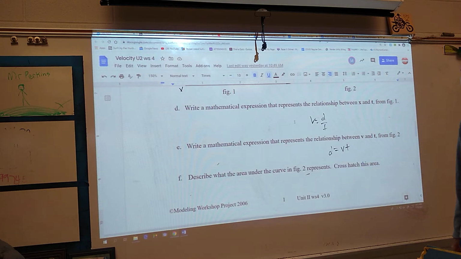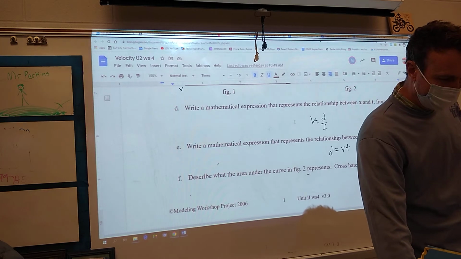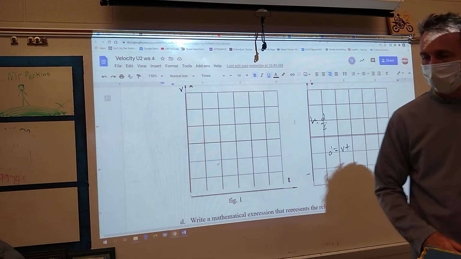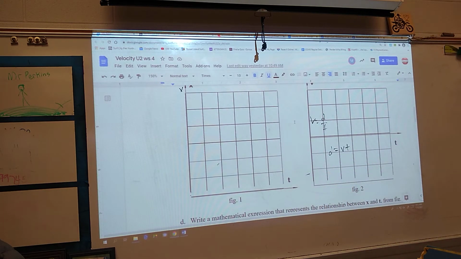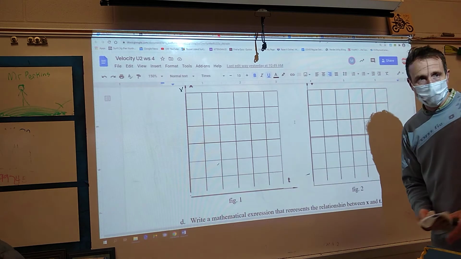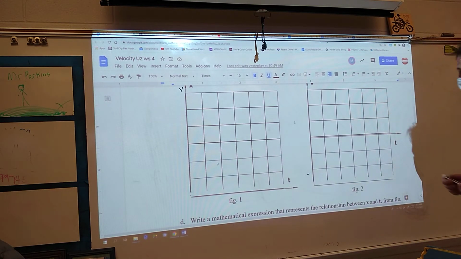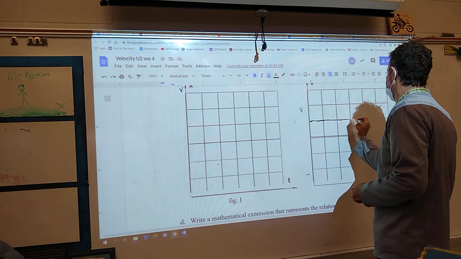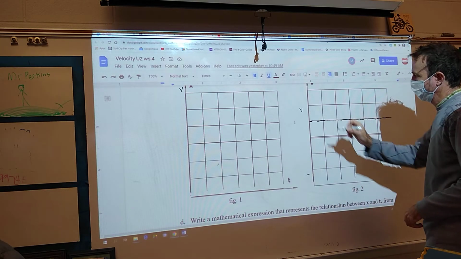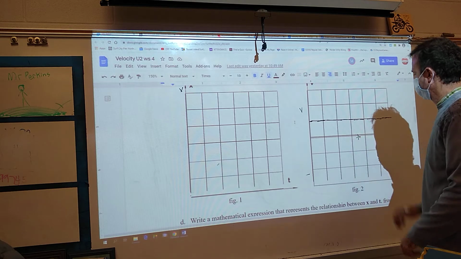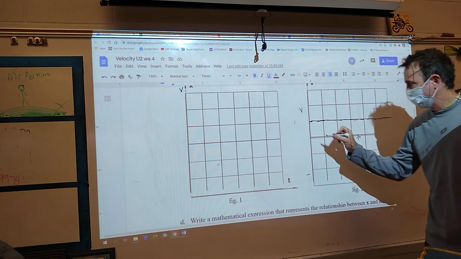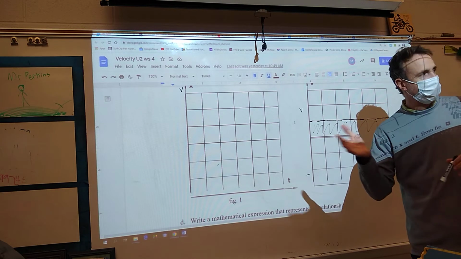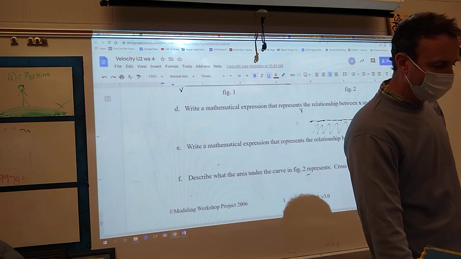Describe what the area under the curve in figure 2 represents. Okay, well, it's not a curve, but they're calling just the line that you made on the graph the curve. Okay? So, if you have a velocity over time graph, and this is velocity, and the x here is time, we talked about this yesterday, the area under the curve is equal to the what? Can anybody remember? It's the distance you've traveled. That's exactly right. Boom, smoking it, smoking it.